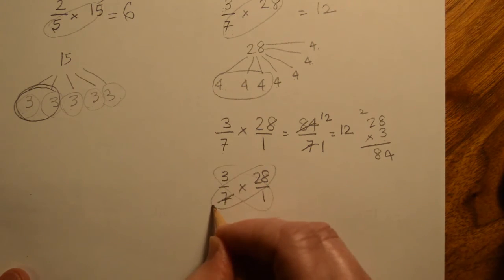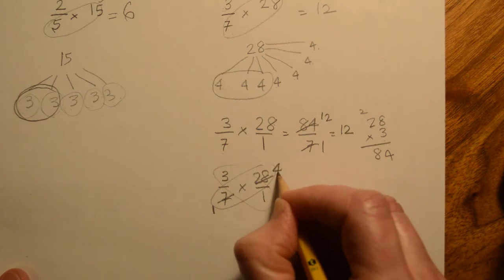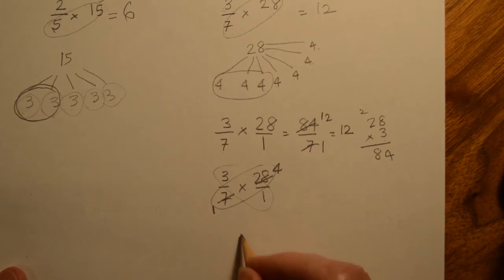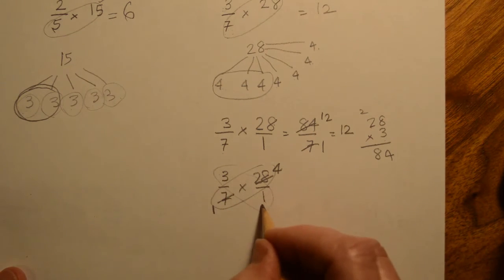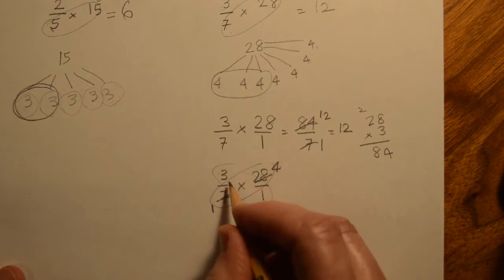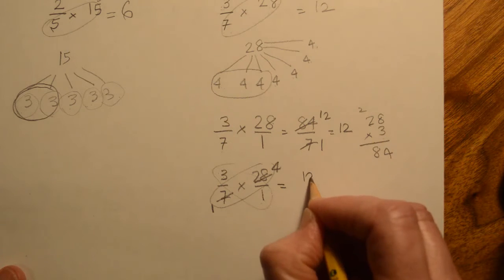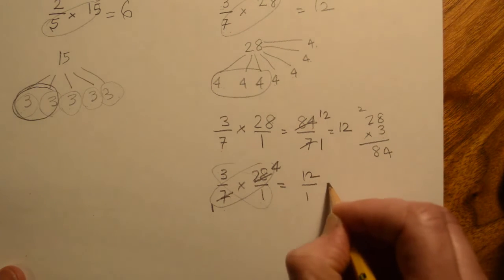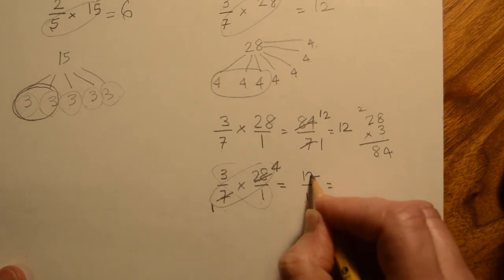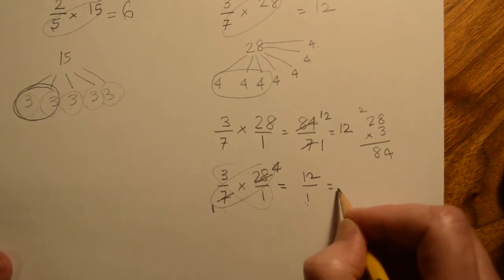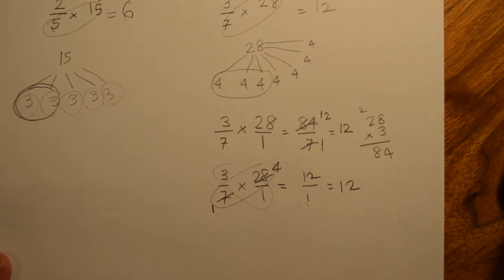They both share a 7, so 7 goes into 7 once, and it goes into 28 4 times. 3 and 1 only share 1 as a common factor, so that doesn't really reduce that at all. Then we just go straight across. 3 times 4 is 12. 1 times 1 is 1. 12 over 1 means 12 wholes. We didn't cut it into anything, so that's just 12.